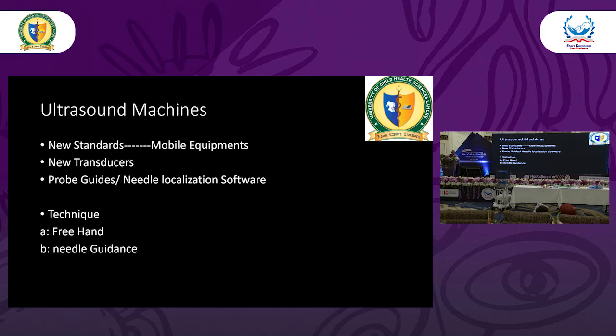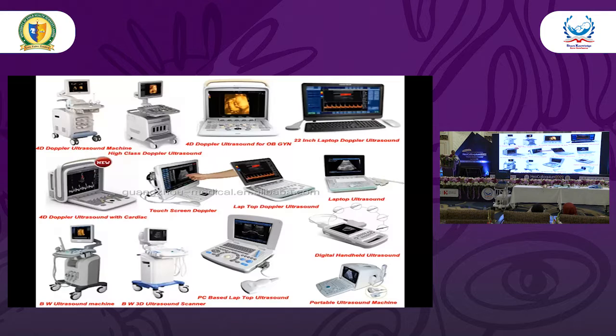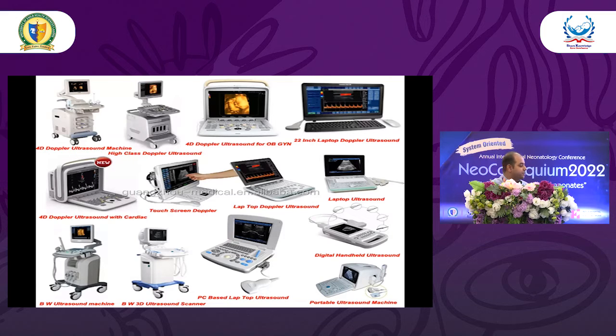There are traditionally two techniques. One is the freehand technique, which is traditionally used, and the second one is needle guidance by ultrasound, which we will discuss now. So there are various types of ultrasound machines. You have all seen these machines in your working environment and in your setups. The first and foremost are the ones which are highlighted on the top.